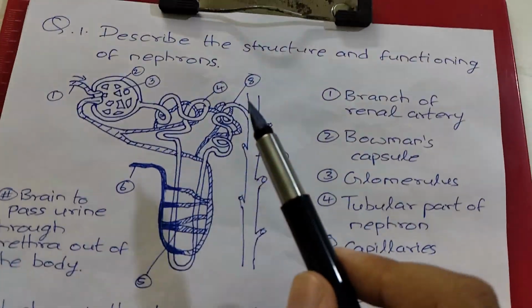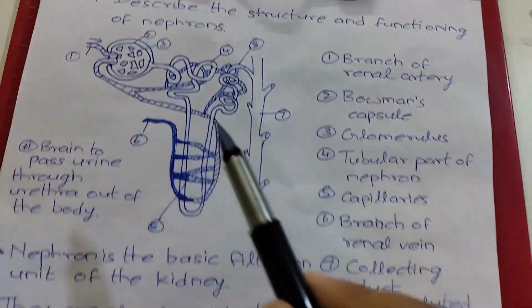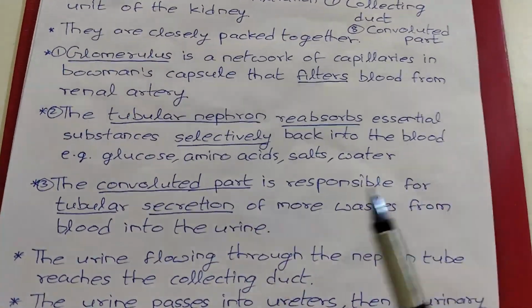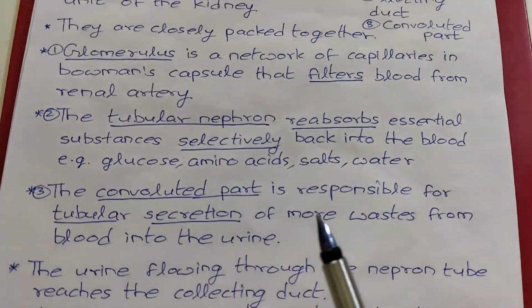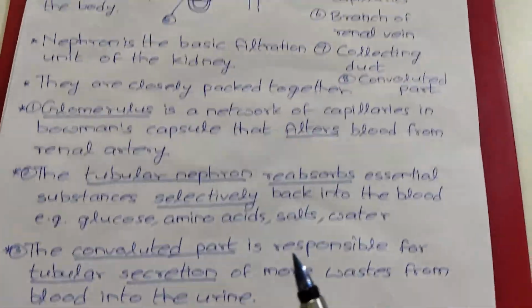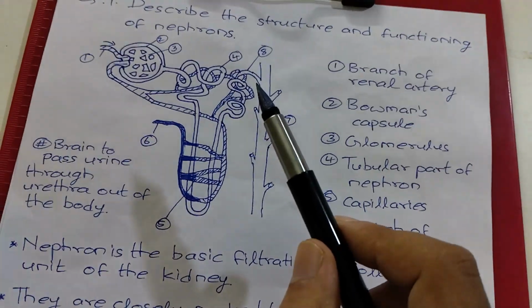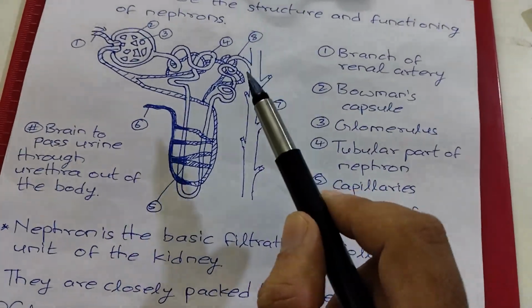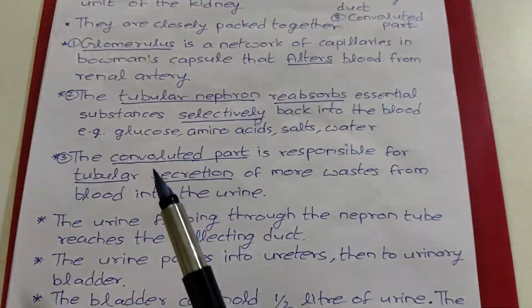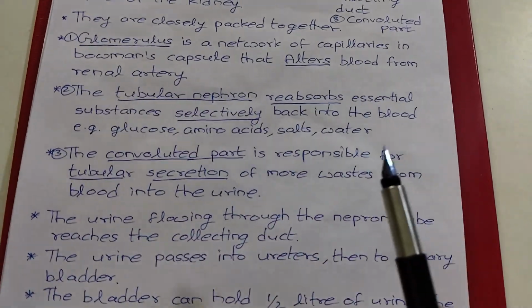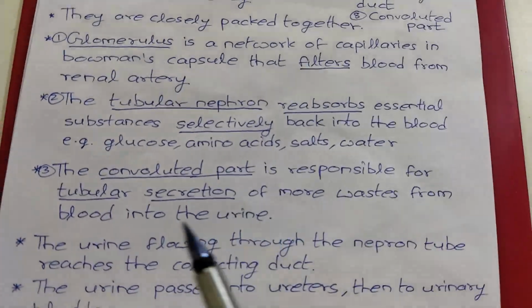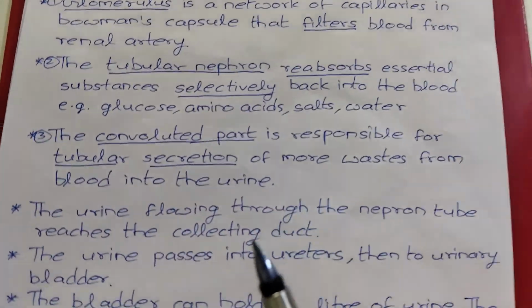And now we have the third part, which is the convoluted part. The convoluted part is responsible for the tubular secretion of more wastes from the blood into the urine. Again, more wastes are sent from the blood into the urine in this convoluted part. So let's read this again. The convoluted part is responsible for the tubular secretion of more wastes from blood into the urine.